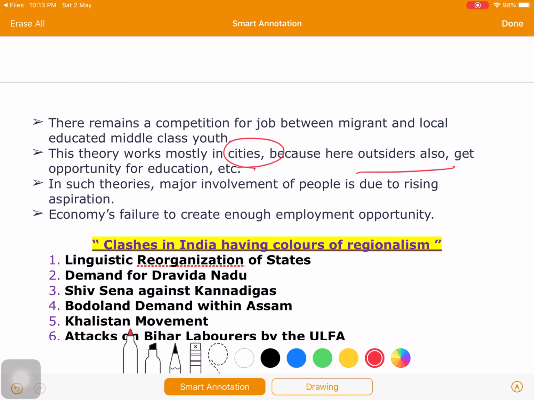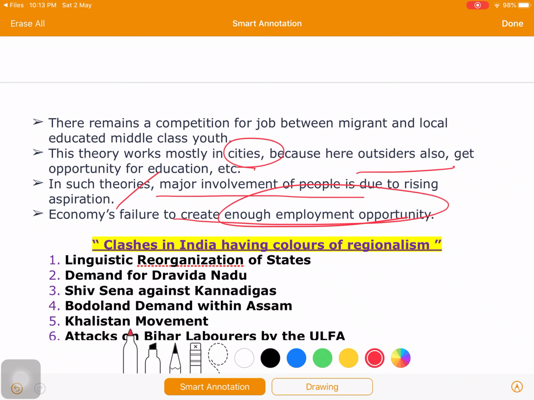And the son of the soil doctrine majorly involves the people. It arises only during the increase of the aspirations of the local demands. And the economy's failure to create enough employment opportunities is also one of the reasons why a strong voice is coming out to support the son of the soil doctrine.